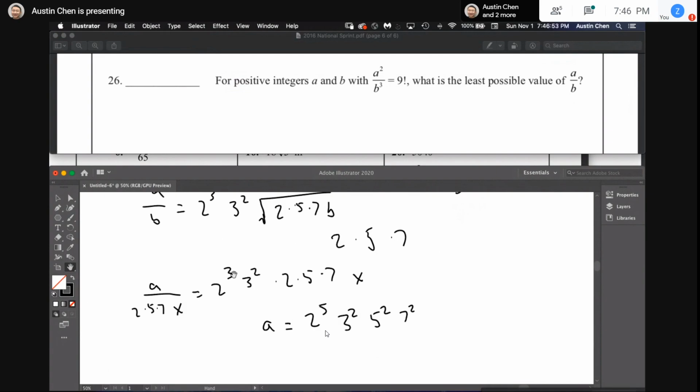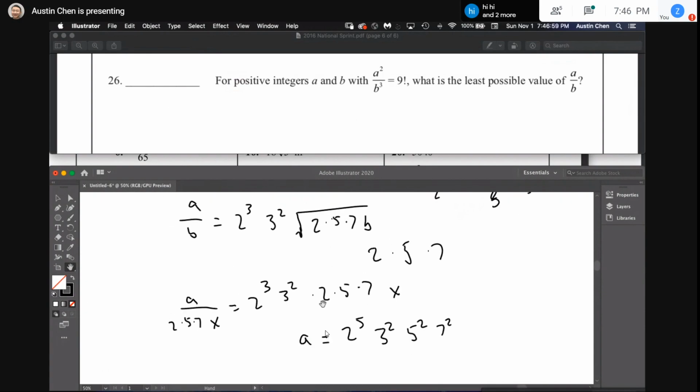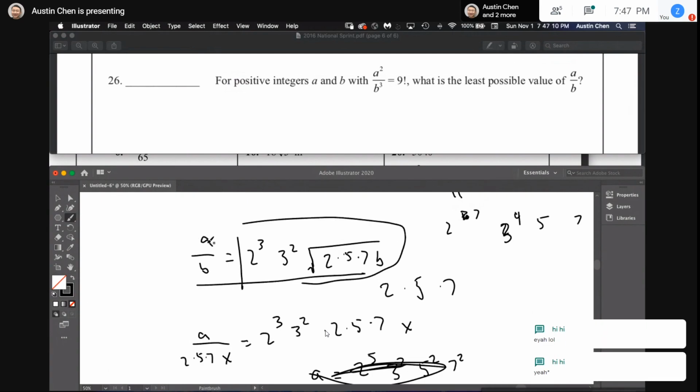Oh, I'm actually kind of bad. Yeah, so we're just looking at A over B, right? So I shouldn't have tried to put this into A at all. We're literally just looking at this part. We're just trying to minimize A over B, so we don't even have to consider anything into here.